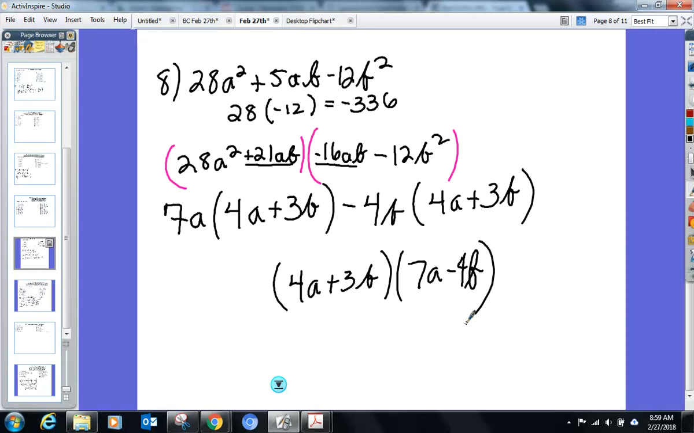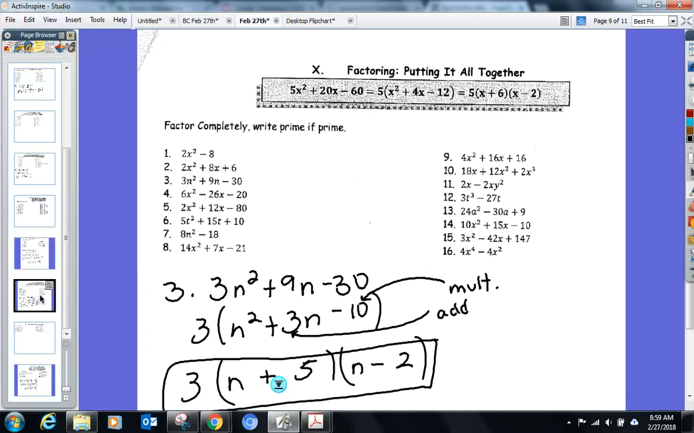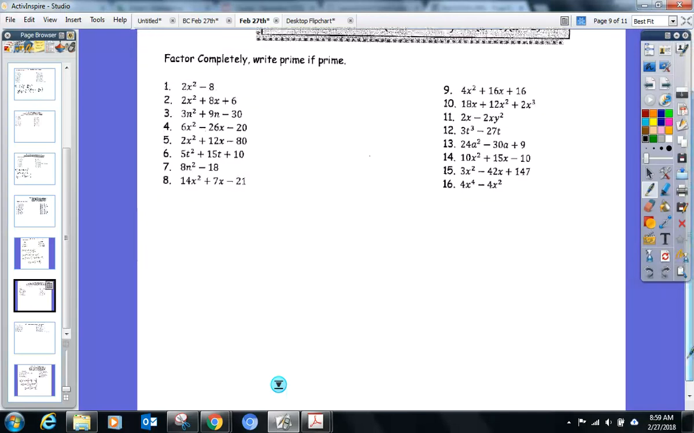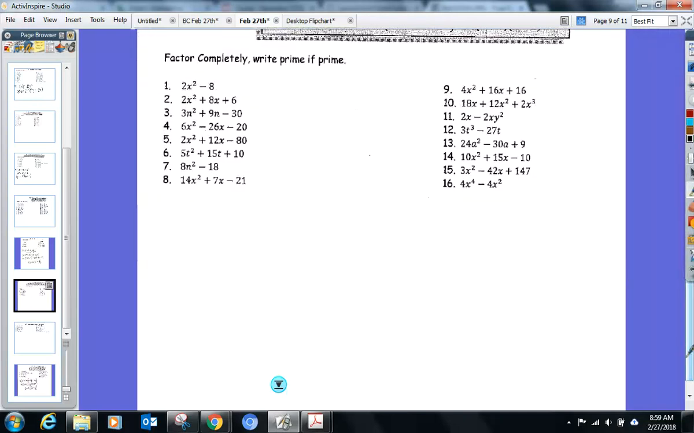Two more together. I know this is making you happy. Next section, 10. Going to need a couple studs here in the next couple problems. Factoring beasts. Section 10, number 10.